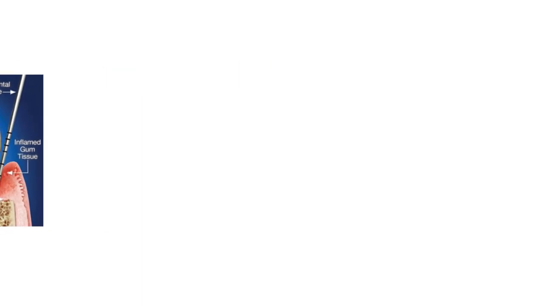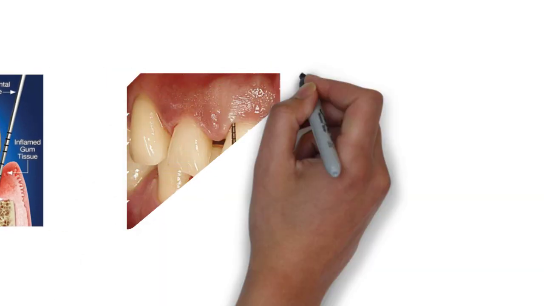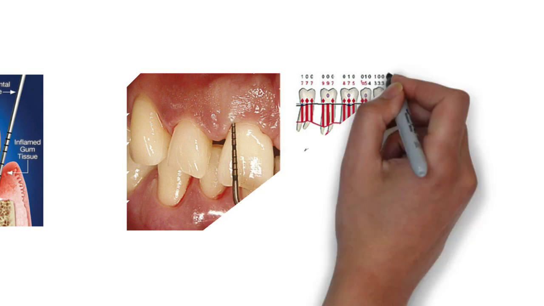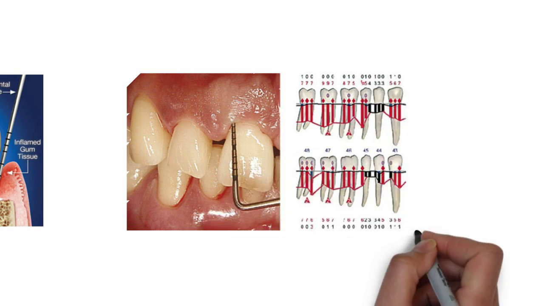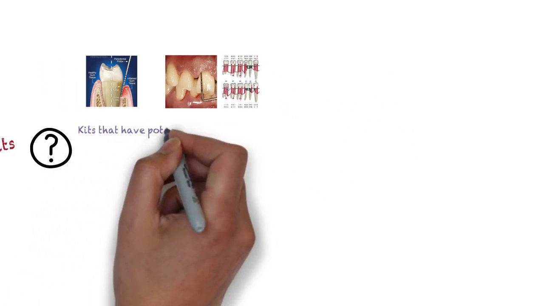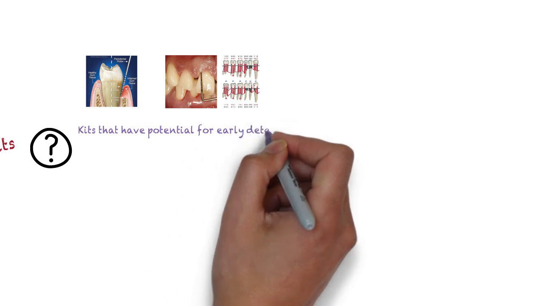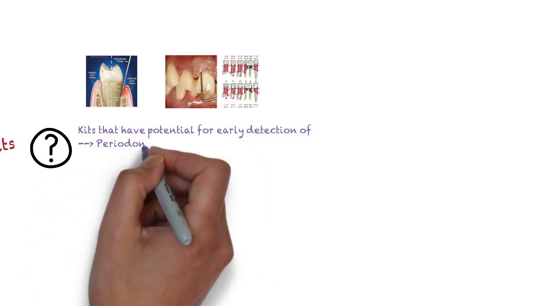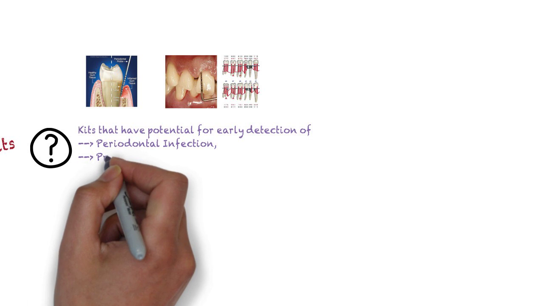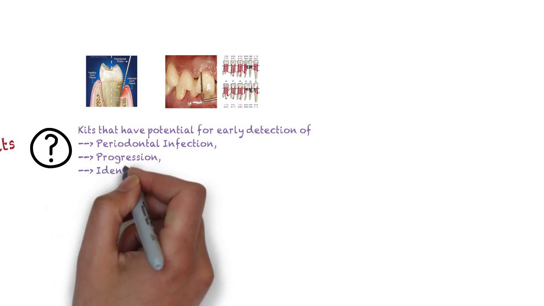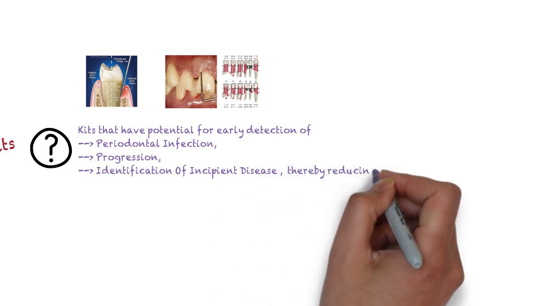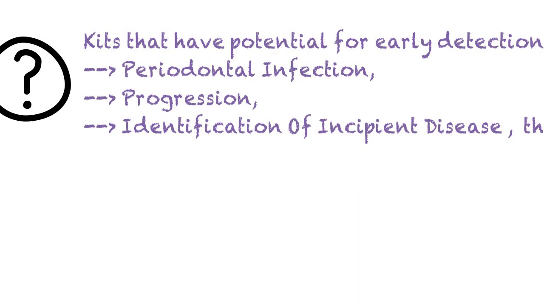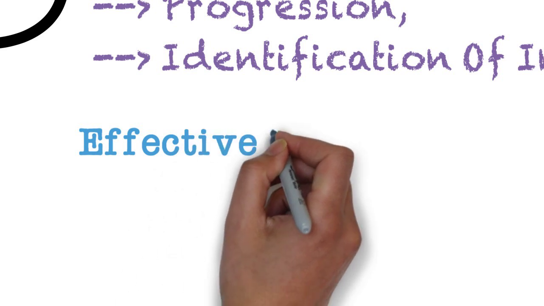It is relatively easy to detect anatomical damage caused by advanced periodontal disease with conventional diagnostic aids. However, chairside diagnostic aids are popular these days as they have the potential to identify or detect periodontal infection, its progression, and incipient disease, thereby facilitating management of the periodontal patient and reducing healthcare cost.